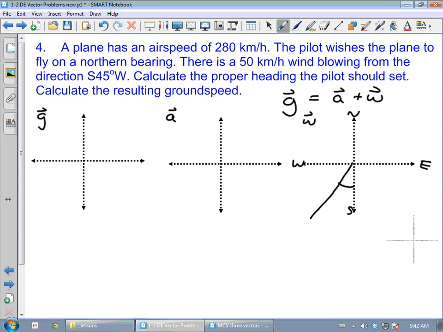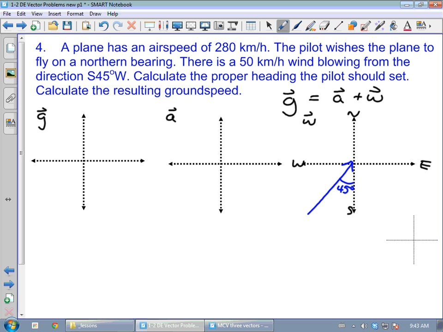So this angle in here between south and my vector is going to be, and I'll do this in blue so you can see it a little bit better, this angle here between my vector and due south is 45 degrees. So that line is 45 degrees to the west of south. And because my wind is blowing from that direction, this arrowhead has got to point in towards the center. So that's the one vector that we know everything about.